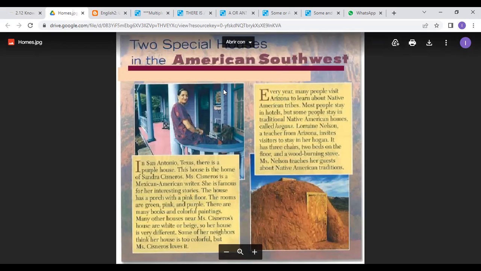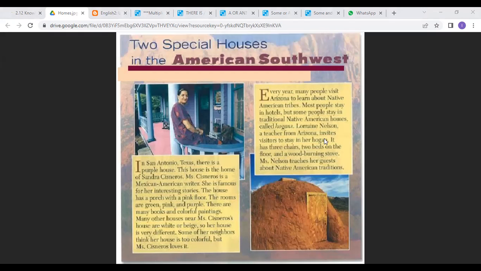Every year, many people visit Arizona to learn about Native American tribes. Most people stay in hotels, but some people stay in traditional Native American homes called Hogans. Lauren Nelson, a teacher from Arizona, invites visitors to stay in her hogan. It has 3 chairs, 2 beds on the floor, and a wood burning stove. Miss Nelson teaches her guests about Native American traditions.